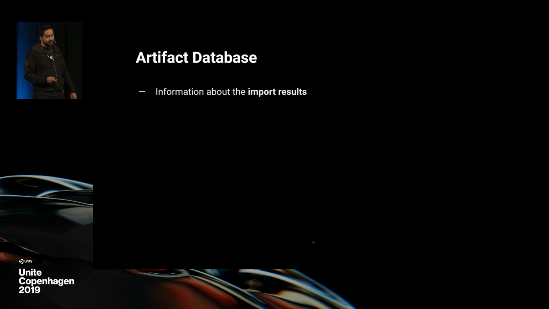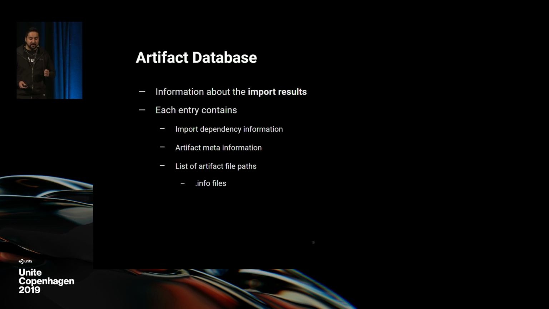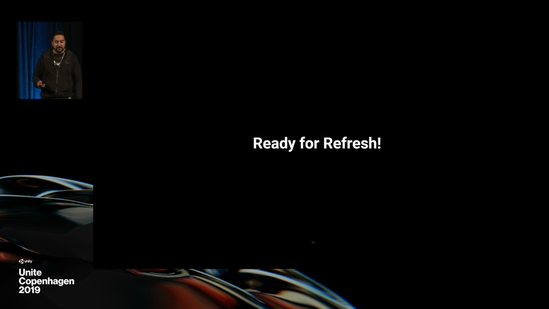Then we have the artifact database. This contains the dependency information for the imports, the meta information for the artifacts, a list of artifact file paths, and a list of things we put in the Library, such as info files. If you've seen info files in the past, they are essentially the file that we save out when you have a preview of an asset. So we have a texture stored in these info files that you could potentially get and see what the preview looks like without having to click on the asset. And we also have res files in there. So now we are ready for refresh.